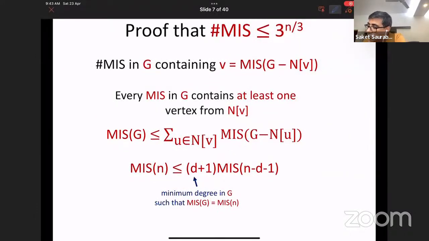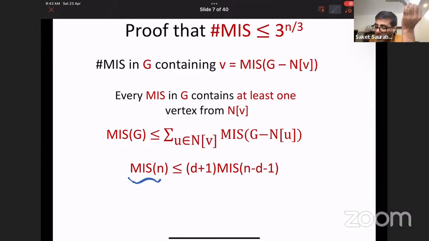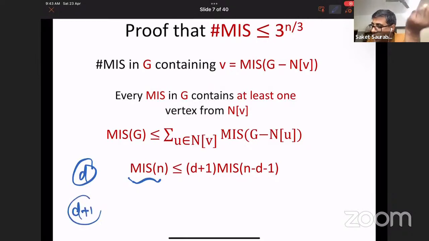Okay? So now look at this, right? So what is MIS of N, right? It is at most, if you look at a vertex of degree D, the size of its closed neighborhood is D plus 1. So in the recursive step, you are looking for your upper bound.